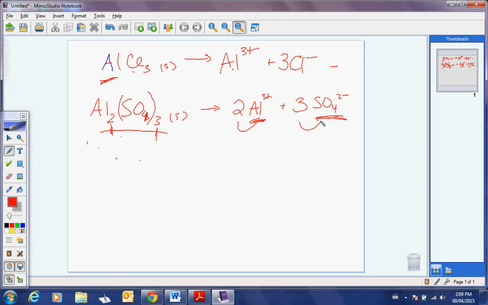What states? I've already got a solid there. I'm dropping a solid into the water. What states go in my ions? Are they solid? First, you should probably check your solubility chart. If you've already done this, they must be soluble. What states? Aqueous. Because they are surrounded by water. Okay?